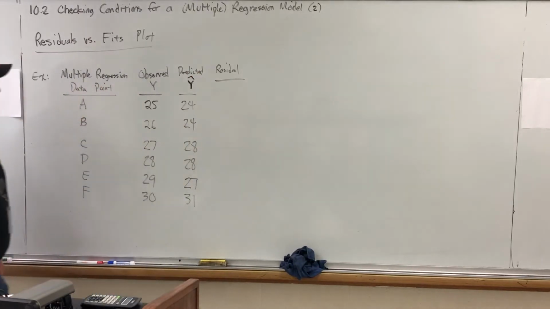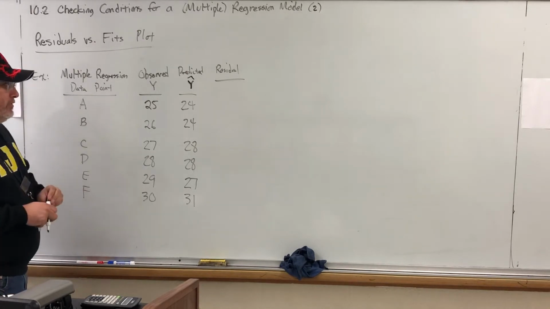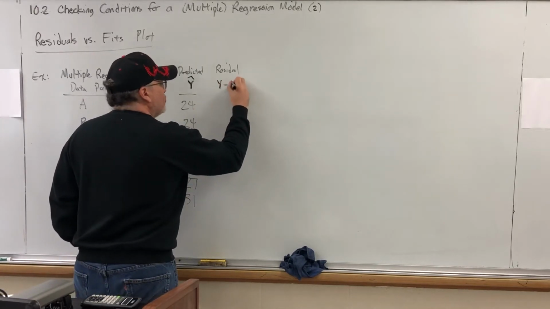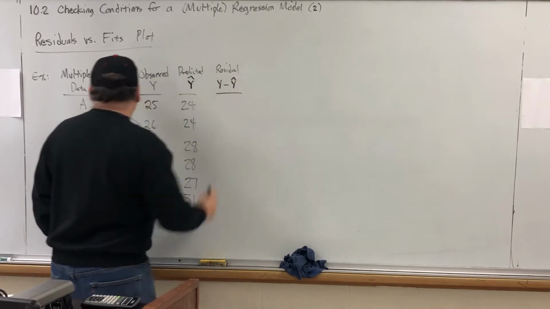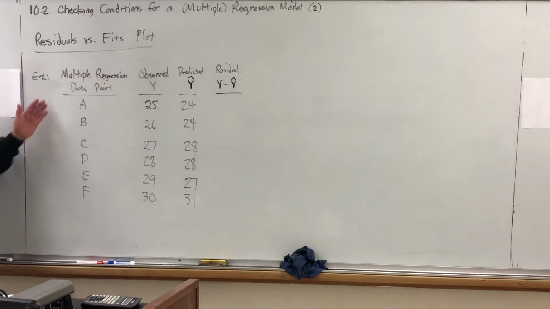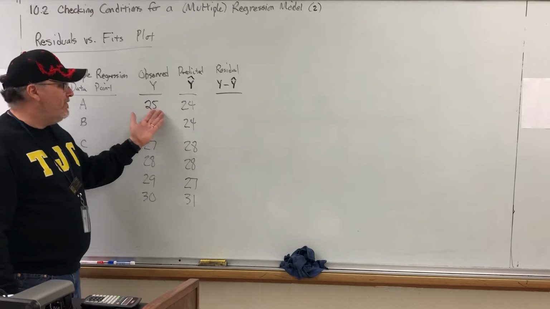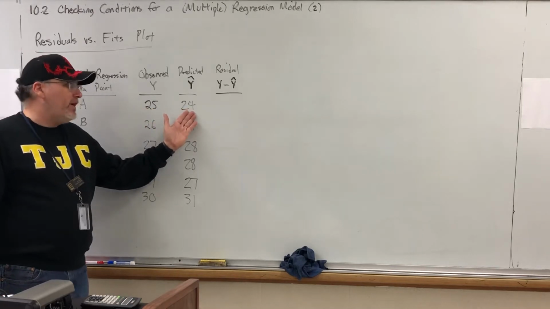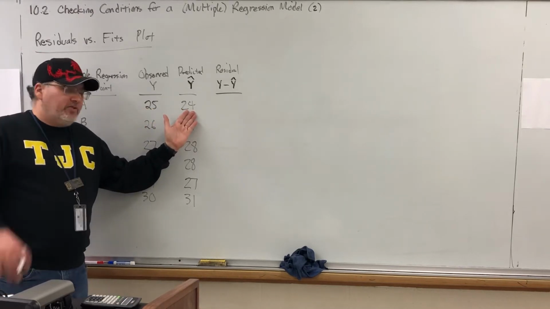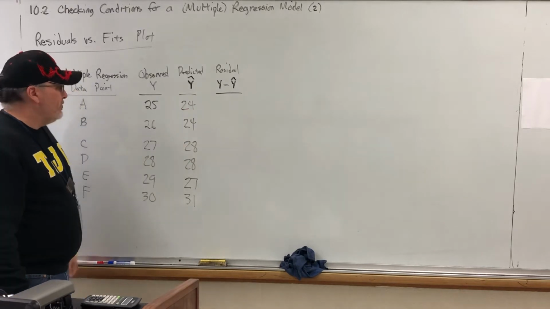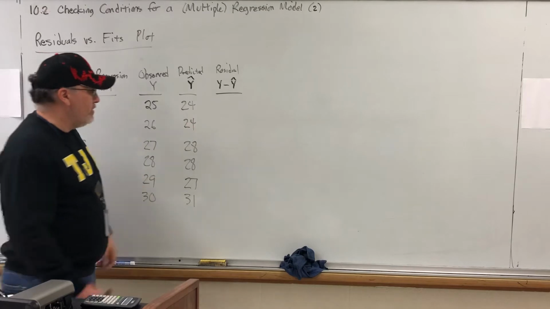So the predicted value is y hat. We can calculate a residual. And remember that the residual is what you observed minus what you predicted. So the residual is y minus y hat. For example, in this made-up data set, for data point A, we observed a response value of 25, but we predicted a response value of 24 based on the values of the observed explanatory variables, then the residual would be 25 minus 24, which is 1.